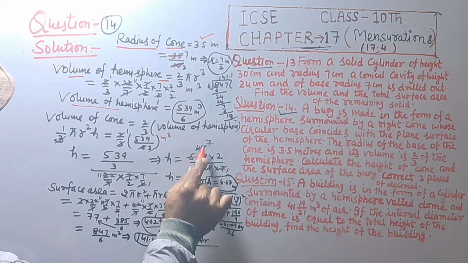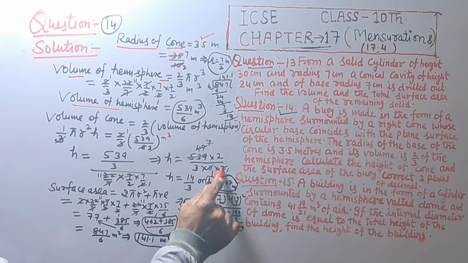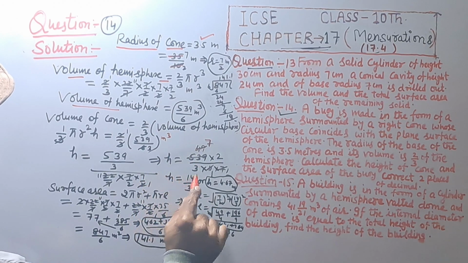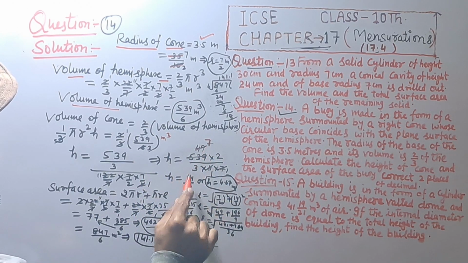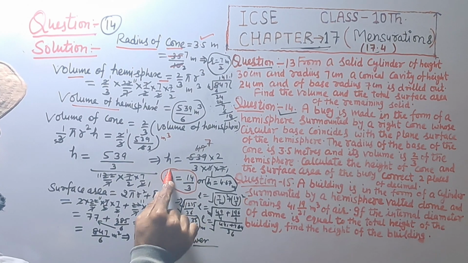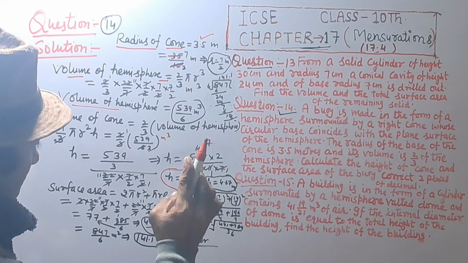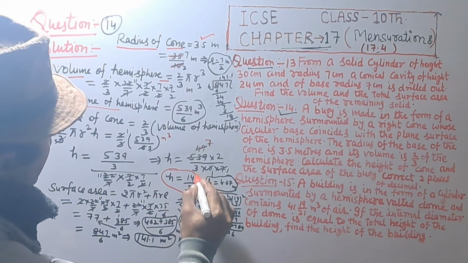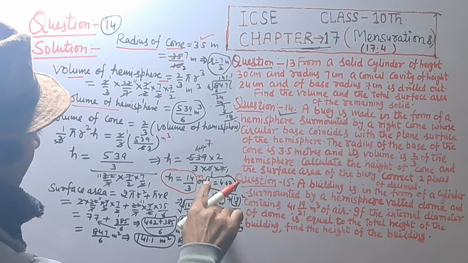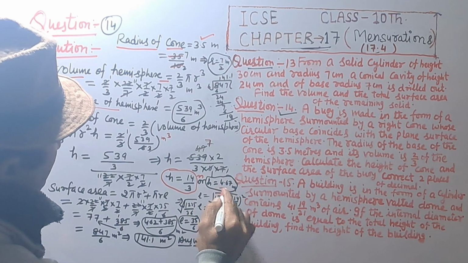11 ones are 11 and 11 49s are 539. 7 ones are 7 and 7 sevens are 49. 7 twos are 14 divided by 3. So the height of the cone is equal to 14 upon 3 meter, or in decimal places, h is equal to 4.67 meter.